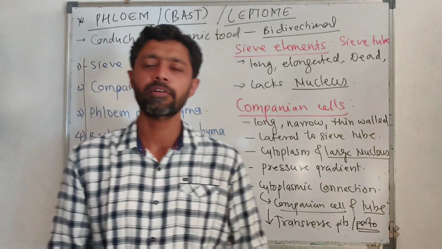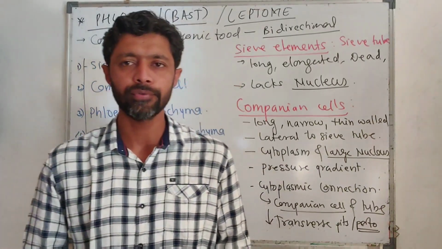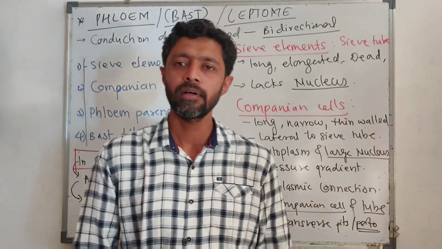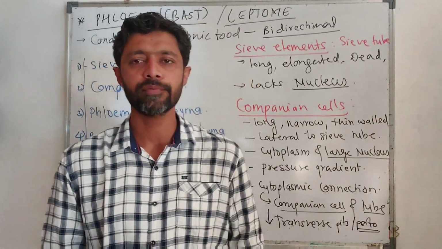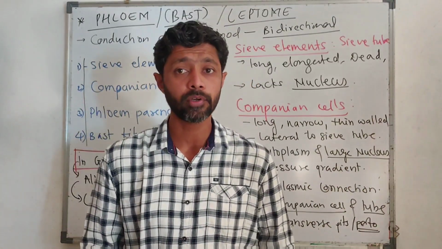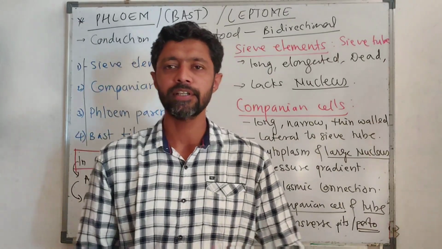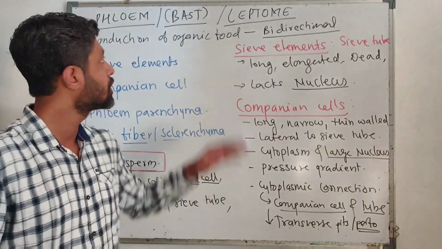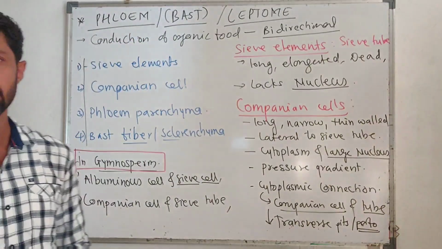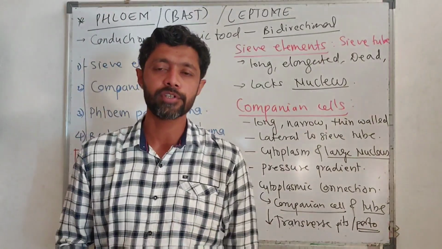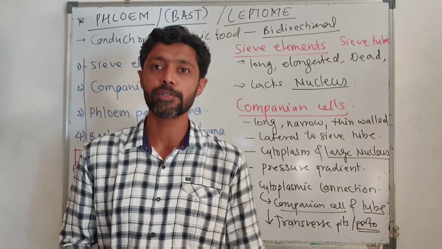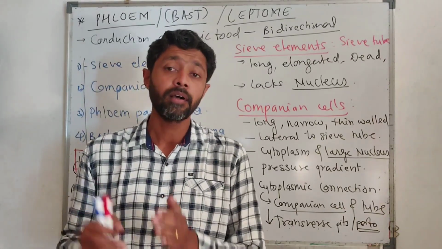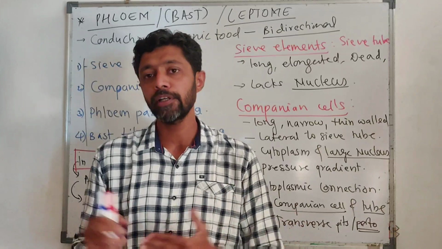So as before, we have considered complex tissue. In that complex tissue we have seen xylem, which has the function of transport of water, or rather conduction of water. Another complex tissue is phloem. Now we have to consider phloem, which is solely responsible for conduction, or rather transport, of food material, and that food material will be transported in the plant.